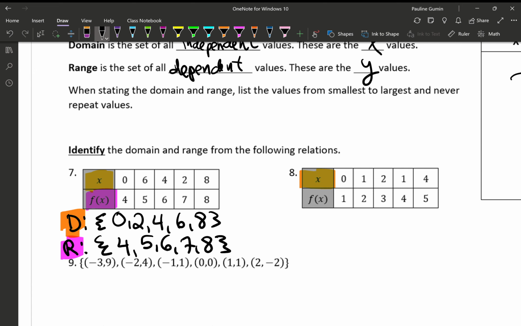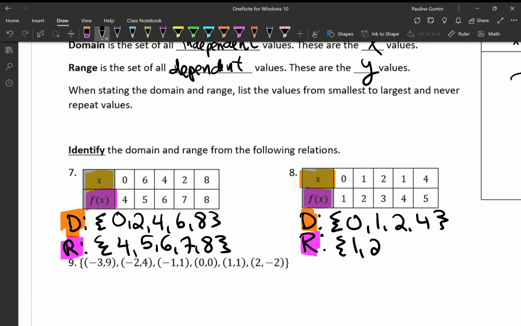We got our domain, that's our x's. 0, 1, 2, 4. I know there's 2 1s, but we're not going to repeat them. For our range, that's our f of x. We have 1, 2, 3, 4, and 5.